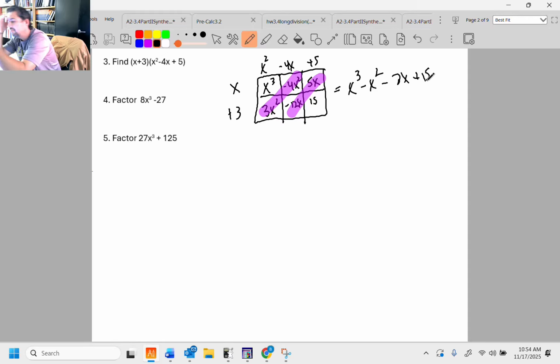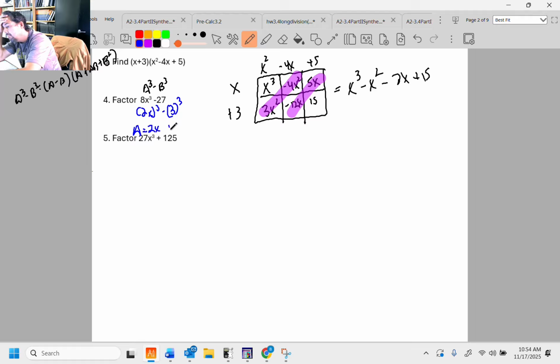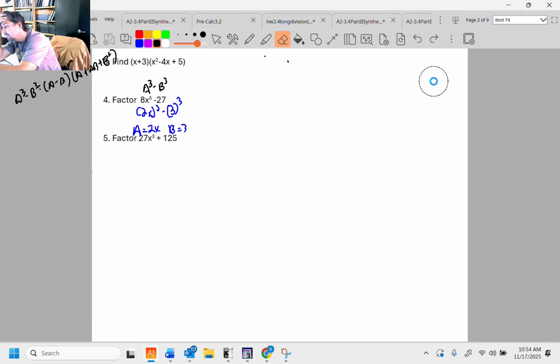So it might be in your best interest to write down this pattern. This is something cubed minus something cubed. And something cubed minus something cubed is equal to something minus something times something squared plus something times something plus something squared. That's the formula. All right, so when I see an 8x cubed, I see a 2x that's cubed. And when I see a 27, I see a 3 that's cubed. So a is 2x and b is 3. And then I'm just going to plug into my little formula. That's all I'm going to do.